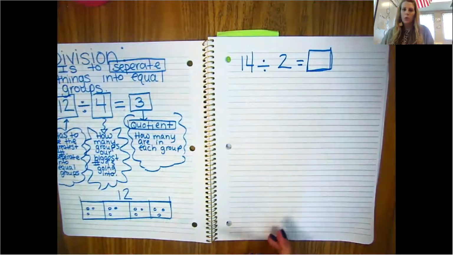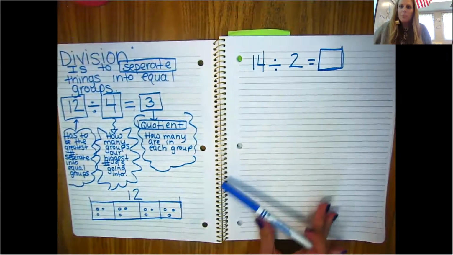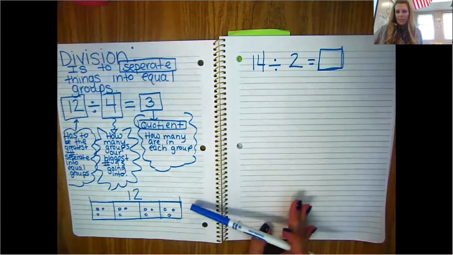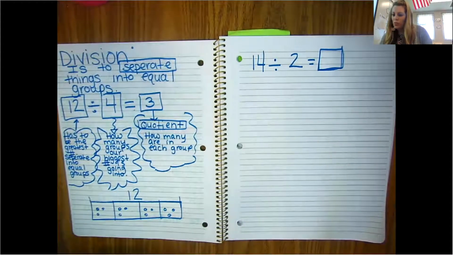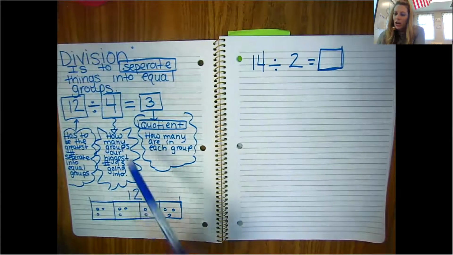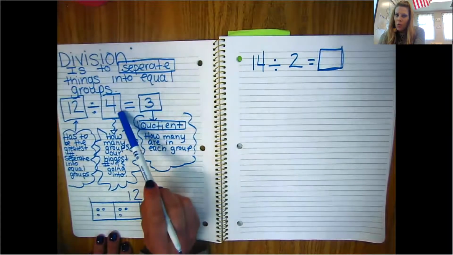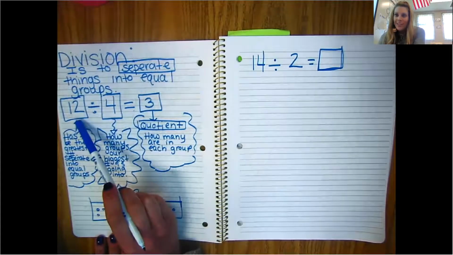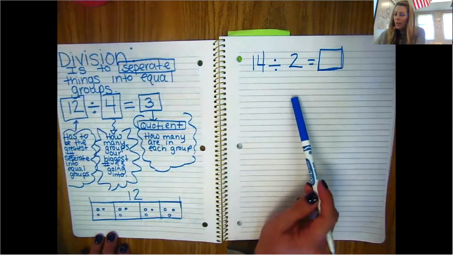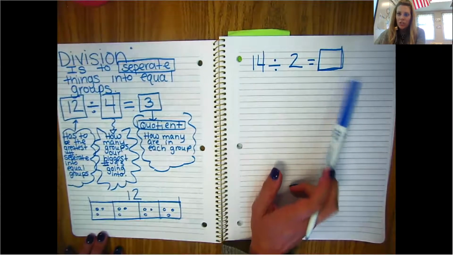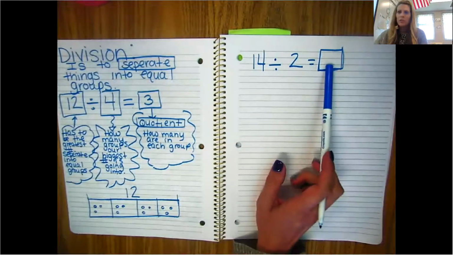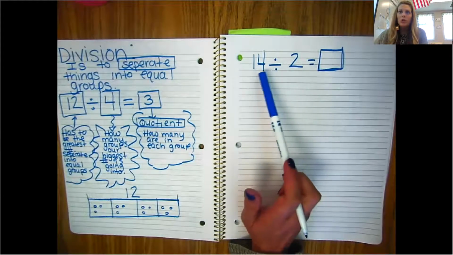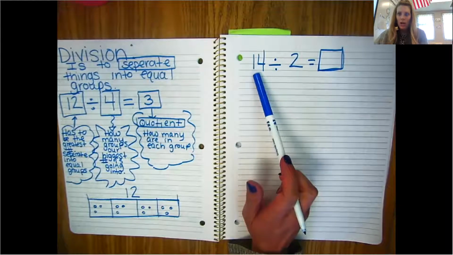And I'm going to go back real quick and remind you of something. Multiplication and division are opposite of each other, right? But you can check your division with multiplication. So look here. Does 3 times 4 equal 12? Yes. So here we are dividing, but we can also use multiplication to help us. We can say, what times 2 equals 14? And that's how we'll check our work.